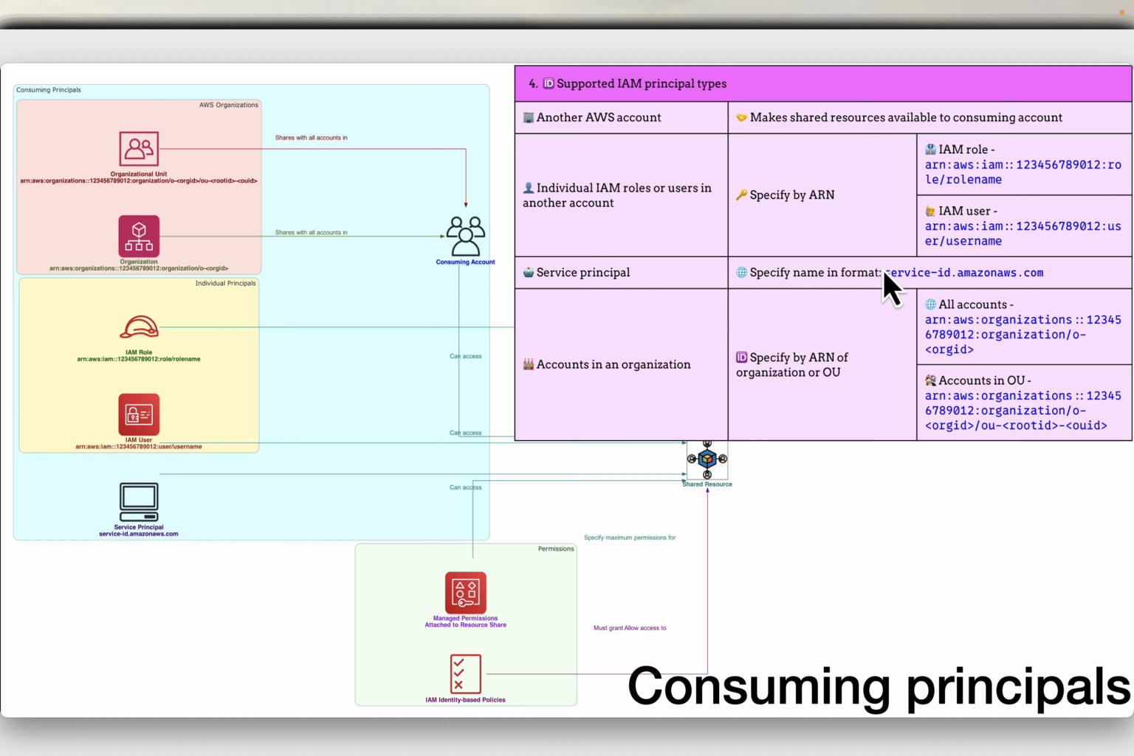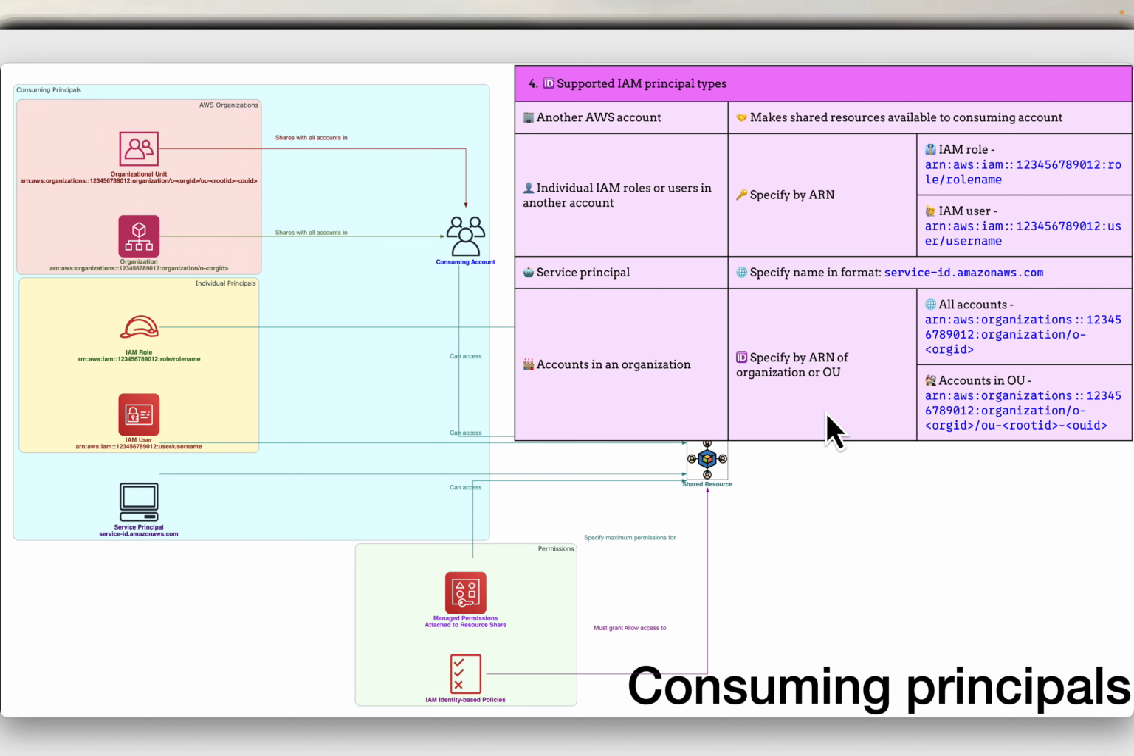So basically we are specifying a service ID, and let's say this service in the consumer account wants to access some resource. So you just specify the service ID, and that service ID, depending on the resource, will be able to perform the necessary action. And to share with the service principal, choose to allow sharing with anyone, and then under select principal type, choose service principal from the drop down list, and specify the service principal name in the following format. So this is the format.